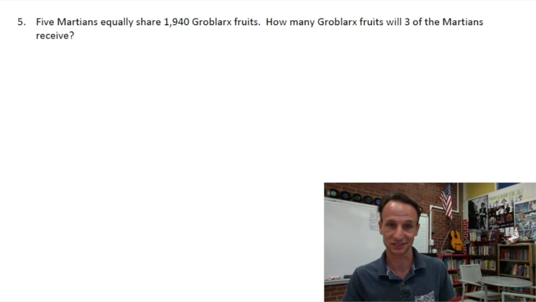5 Martians, right there, 5 Martians, equally share 1,940 Groblark's fruits.